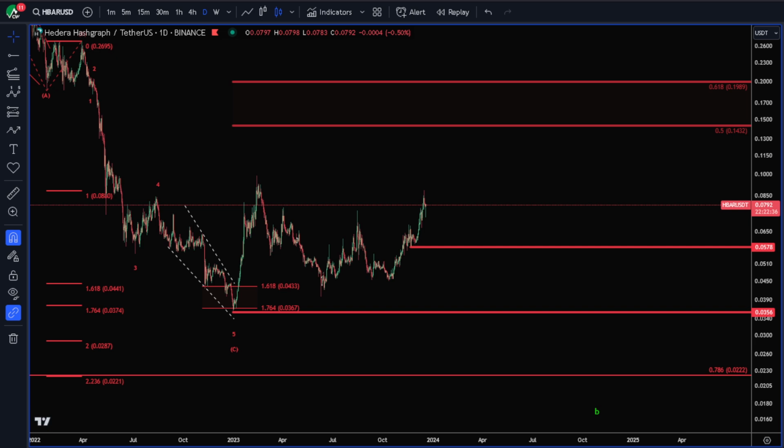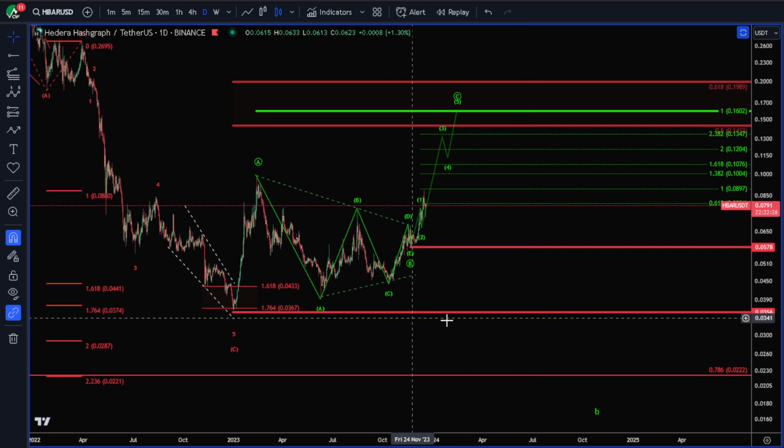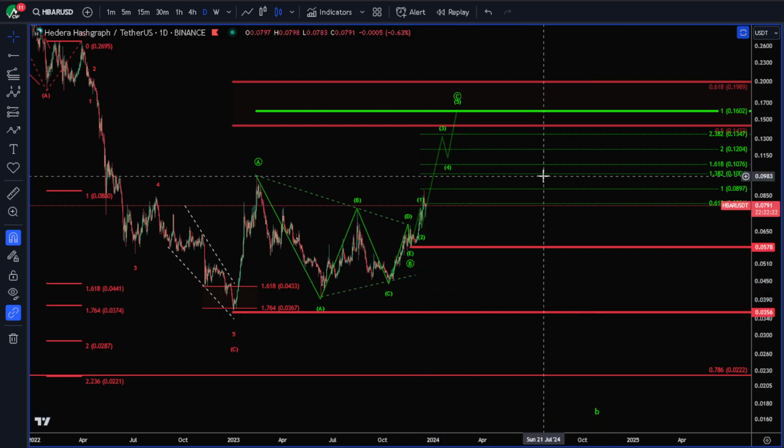Just wanted to go over my primary account and some alternatives, and I'll show you my trade setup as well as areas of interest for market structure breaks. First of all, this is my primary account looking for a 5-wave impulse to the upside to 16 cents.